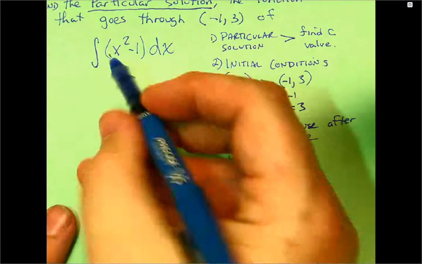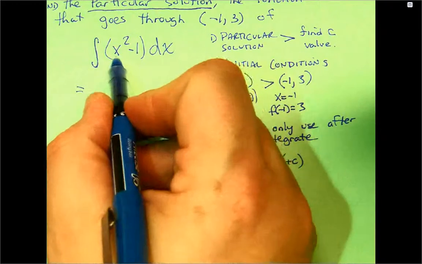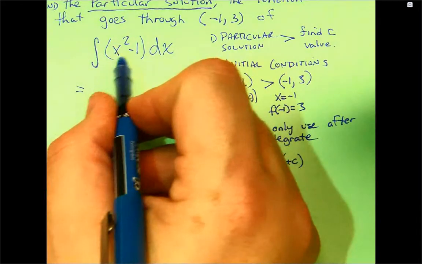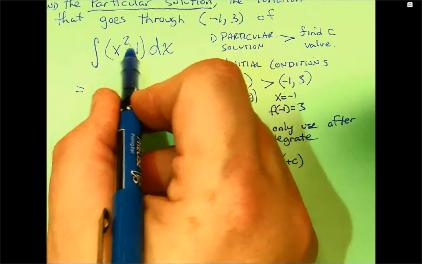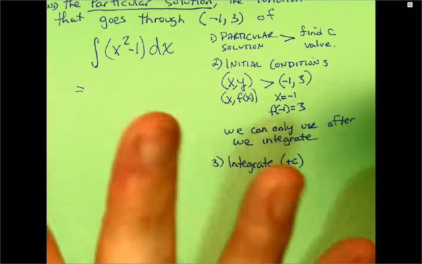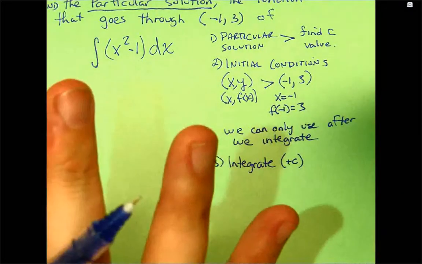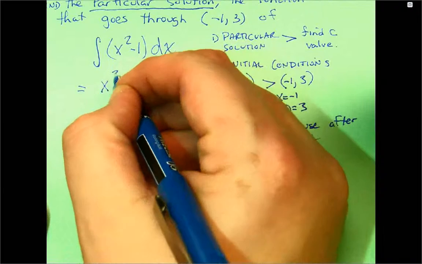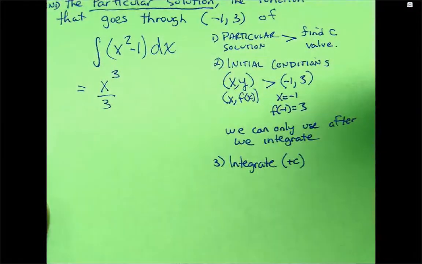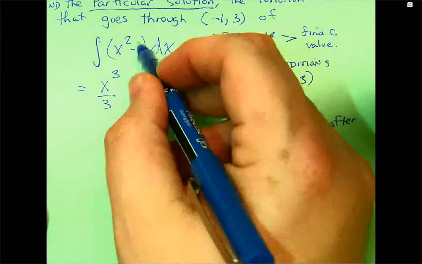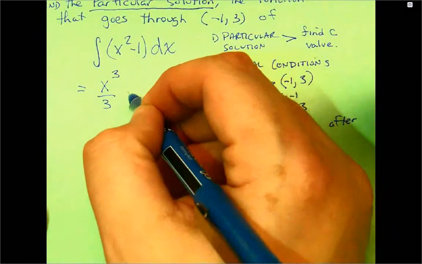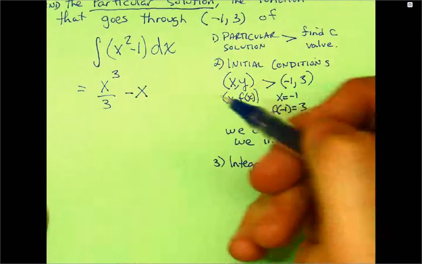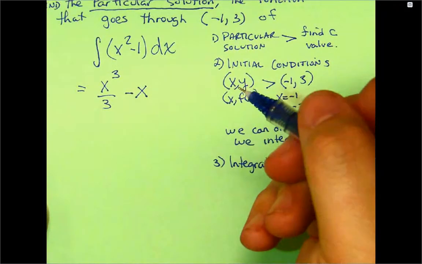All right. Now, do we have to do anything fancy to put the integrand into a form that we can integrate easily, or is it already there? It's already there. So, integrate x squared. What do we get? X cubed over 3? Do you agree? Alright, now integrate negative 1. It's negative x.